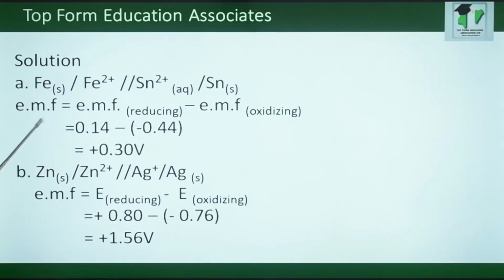Solution: for this system, we are going to use E.M.F equal to E.M.F of reducing cell minus E.M.F of oxidizing cell. Since the E.M.F of iron and iron 2 ion is plus 0.14 and that of tin is minus 0.44, if you subtract this from this, you get plus 0.30 volts. For the zinc ion and silver ion system, we are also going to use the same formula, E reducing minus E oxidizing. Silver is reducing, we are going to use the E.M.F here, and this one is oxidizing, we are going to use the E.M.F here. That is plus 0.80 minus 0.76 to give you plus 1.56 volts.